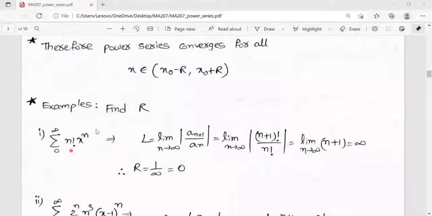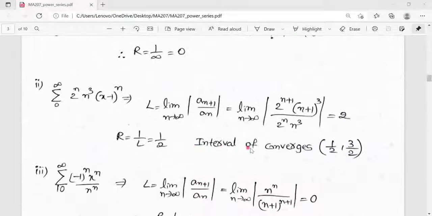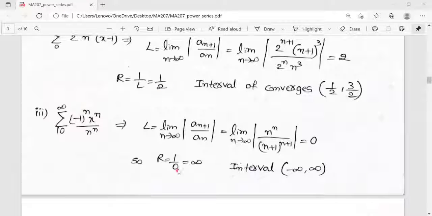For example, we will take this series and find r. Here we will use the ratio test. L is equal to n plus 1 whole factorial by n factorial, so we get infinity. So r is equal to 1 by infinity, which is 0. In the second example, we get L equal to 2, and so r is equal to 1 by 2. Therefore the interval of convergence is x naught minus r, 1 minus 1 by 2, which is 1 by 2, to x naught plus r, which is 3 by 2. In this third example, we get r as infinity, so the interval of convergence is minus infinity to infinity.